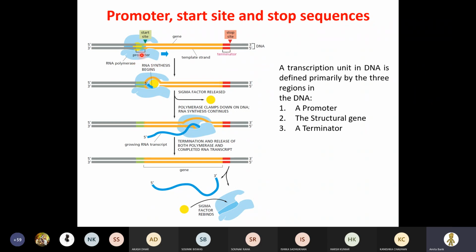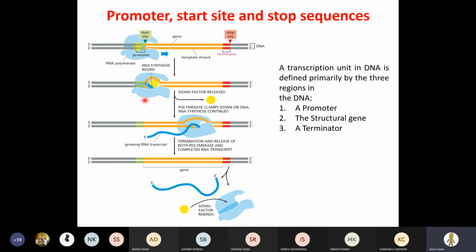Okay, this way it starts from this place and goes on and ends in the terminator region. Remember the direction, it is taking place in the 5' to 3' direction. It is using the DNA strand that is oriented in 3' to 5', the below one. There are many other factors like the sigma factor, but for your teaching purpose, we are not going into that detail. Simply remember promoter, structural gene, and terminator.